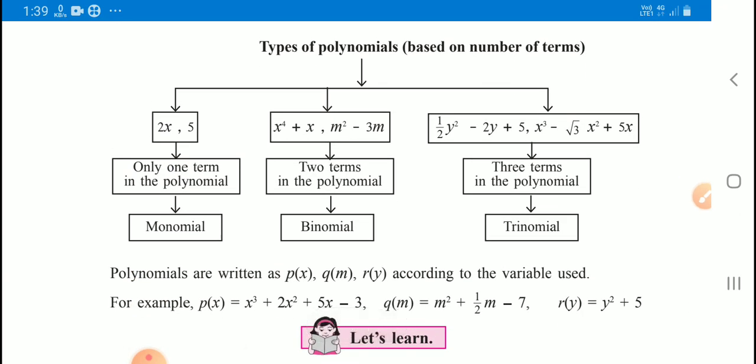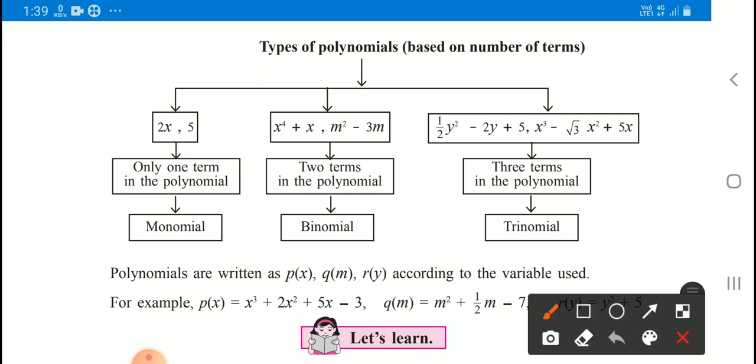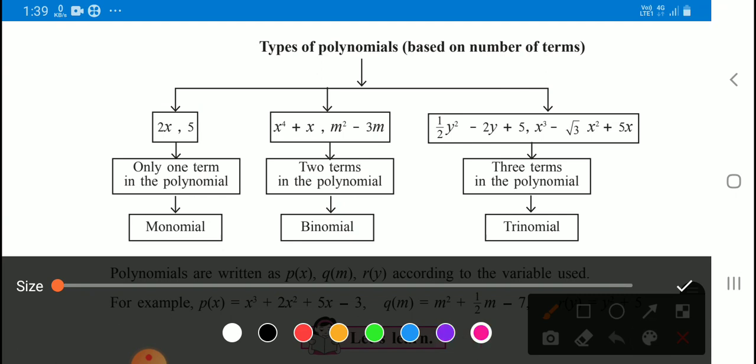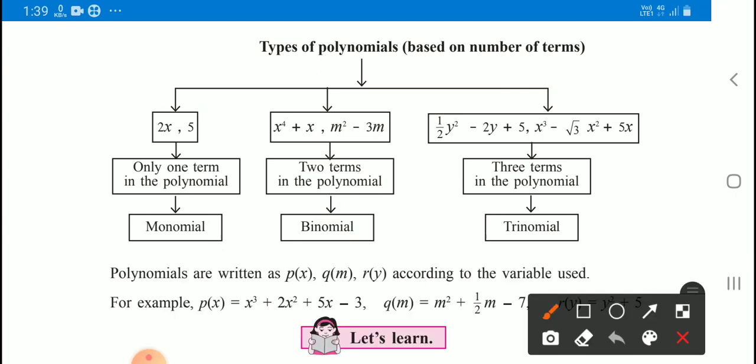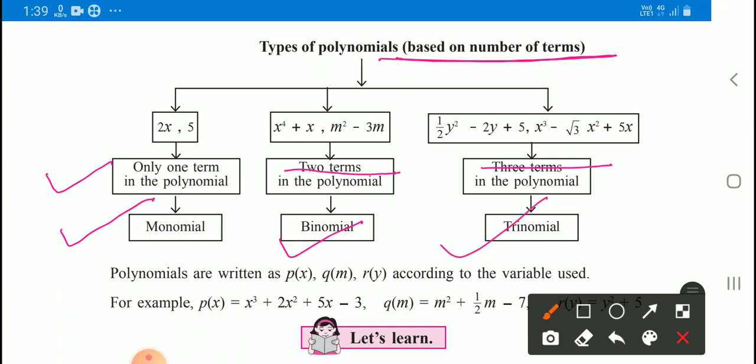Suppose a polynomial contains one term only, then that is known as a monomial. Already you have studied this in standard 8, but one more time we will repeat this. Types of polynomials based on number of terms. One term will be there, then that polynomial is known as a monomial. Two terms will be there, then that is a binomial. Three terms will be there, then that is a trinomial.